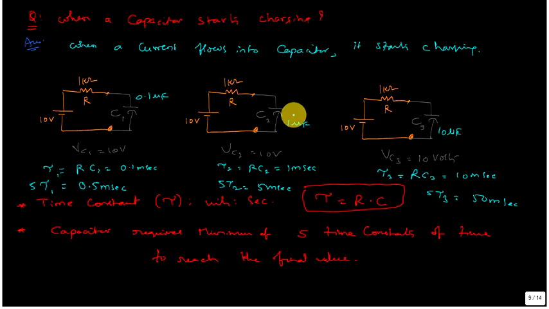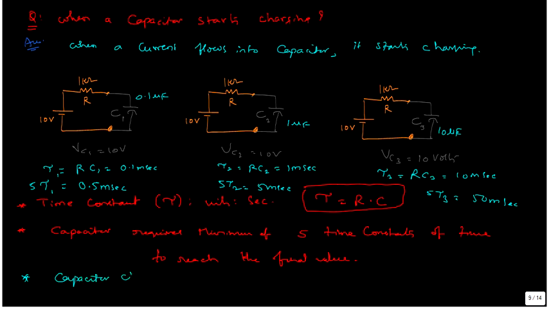So charging of a capacitor is inversely proportional to the time constant. If the time constant is small, charging is faster. If the time constant is large, charging is slow. So charging of a capacitor totally depends on the time constant. If the time constant is small, the capacitor charges rapidly. If the time constant is larger, the capacitor charges slowly. That is very important.